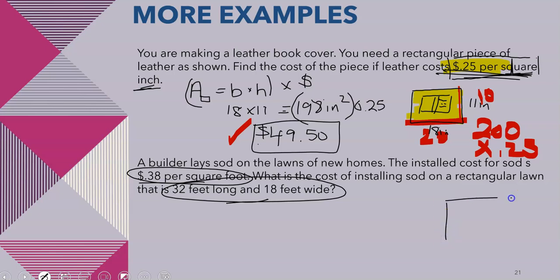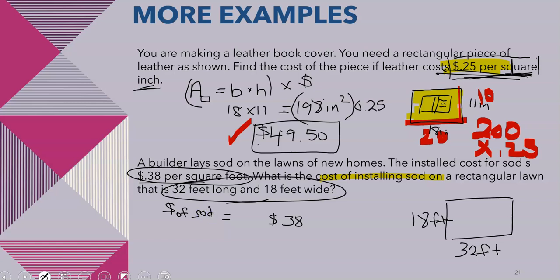What do we know? Well, we know the lawn's a rectangle. Check. We know that it's 32 feet on one side and 18 feet on the other, like so. What else do we know? We know that each square foot costs 38 cents. Okay. What are we needing to know? We need to know the cost of installing the sod. So making a plan. How do we find the cost of the sod?